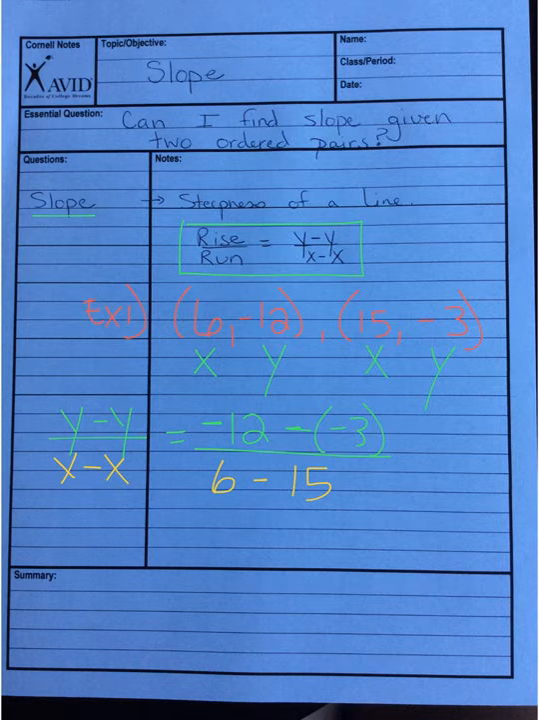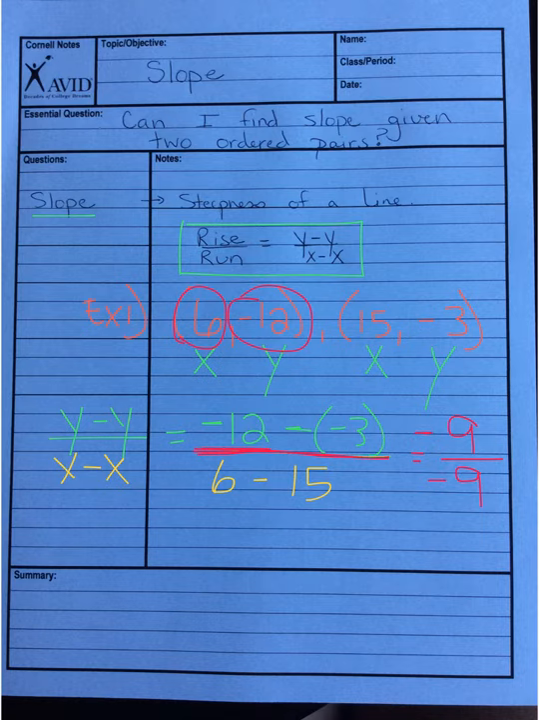One thing I want to point out is that because I wrote my -12 first for my y value, I had to write the 6 first right below it for the x value. And again, we are subtracting. So -12 minus a -3 is going to be -9. And 6 take away 15 is going to be a -9. And that would be the slope.